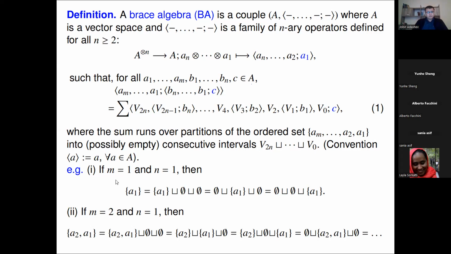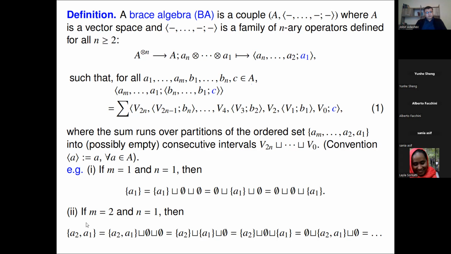Let me give you some examples. If M is 1, N is 2, that means we want to partition this set A1 into 3 consecutive intervals, right? So we have several ways. The first one is we can put A1 at the beginning, and then we can put A1 in the middle and at the last. So you can say we have 3 ways.